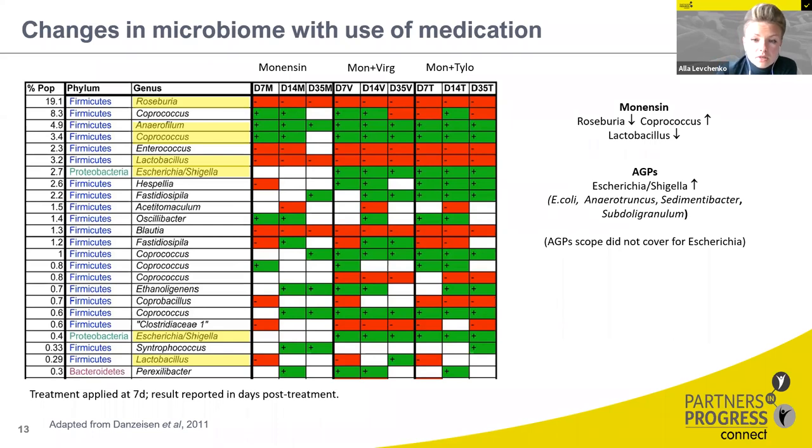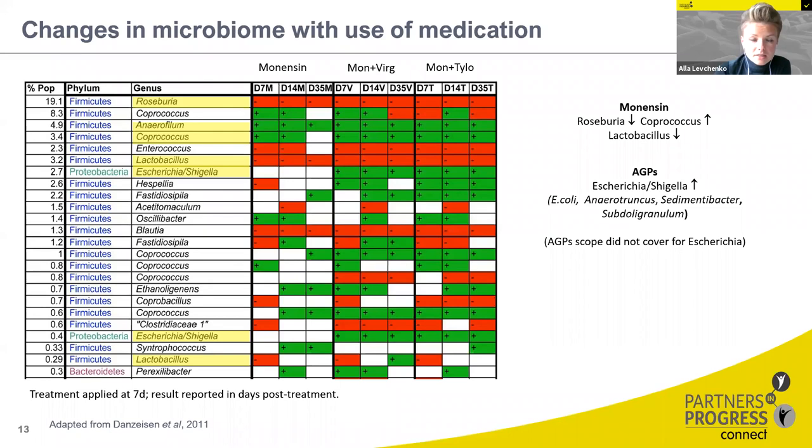In addition to Roseburia, Lactobacillus was reduced. We see the red line against Lactobacillus, as well as Coprococcus. In the groups with antibiotics, the level of E. coli was, I'm trying to find the line of E. coli. In the groups with virginiamycin and tylosin, we see an increase of the E. coli levels. However, this was not surprising, since the two antibiotic types used in this study did not cover the spectrum for Escherichia. It seems quite logical that when there is a reduction in one particular bacteria type, there is room for other opportunistic bacteria to take place. And in this case, E. coli took that place.